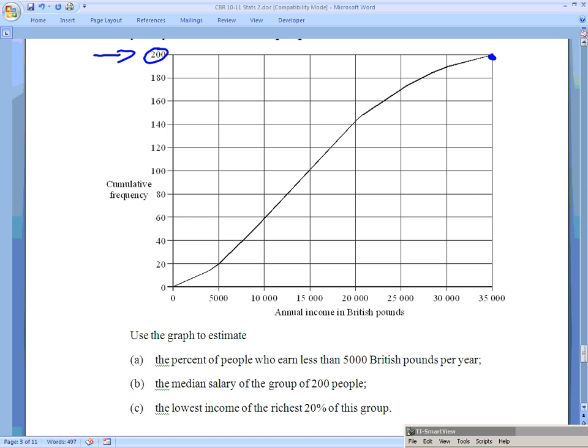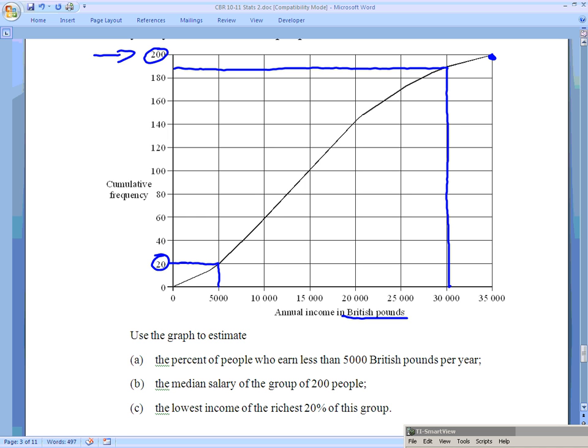I could start with the data and say how many people made 50,000 British pounds or less. I'm sorry, 5,000 British pounds or less. And I can follow the 5,000 up to the graph, go over, and I can see there were 20 people who made 5,000 or less British pounds per year. If I wanted to do 30,000, I could follow that up here, go straight across, and I can see that about 190 people made 30,000 or less. And that's how this thing works.